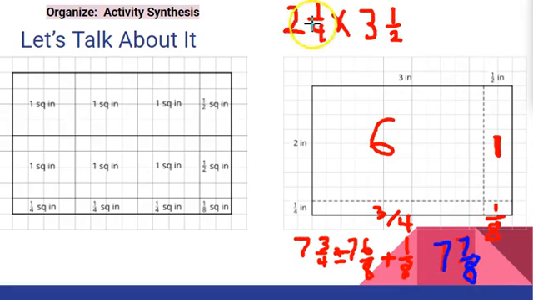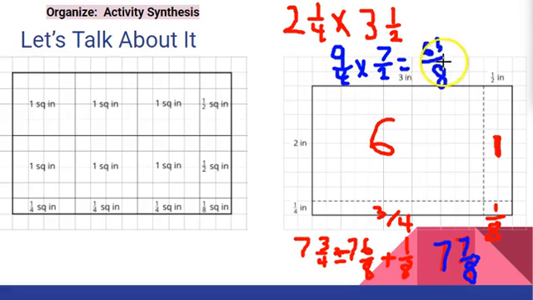Now, could we get the same thing when we do this here? Yeah, 2 times 4 plus 1 makes the 9 fourths, times 3 times 2 is 6 plus 1 makes 7 halves. 9 times 7 is 63. 4 times 2 is 8. 8 will go into 63 7 times, leaving 56.